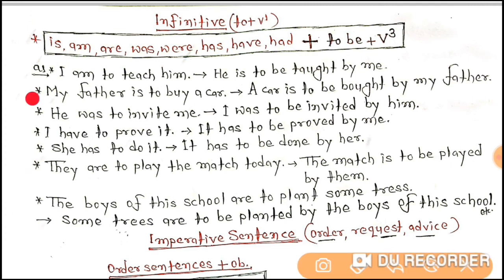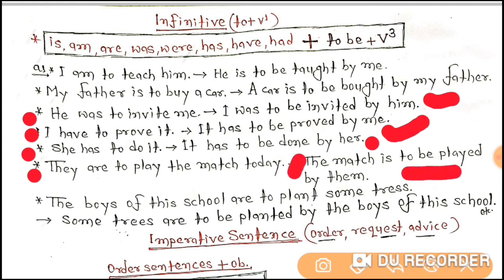My father is to buy a car. So a car is to be bought by my father. Next example is: he was to invite me. And then its passive sentence is: I was to be invited by him. Next is: I have to prove it. It has to be proved by me. Next example, she has to do it. It has to be done by her. Next is: they are to play the match today. The match is to be played by them. You can also use today. Clear?